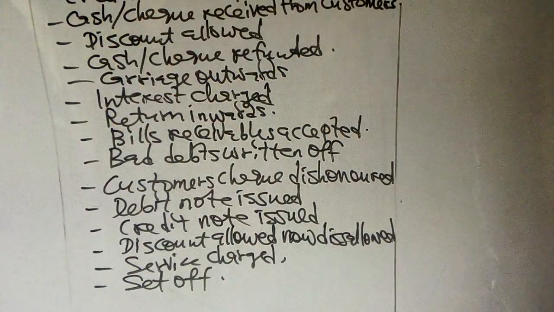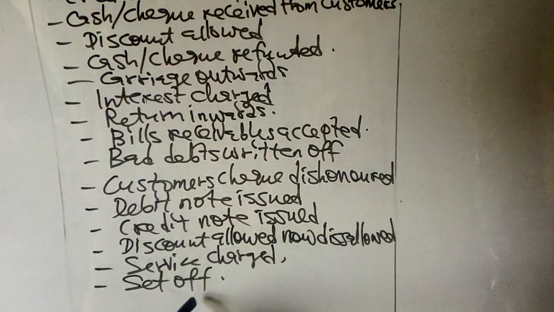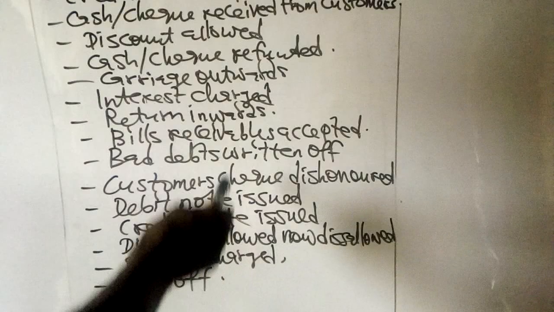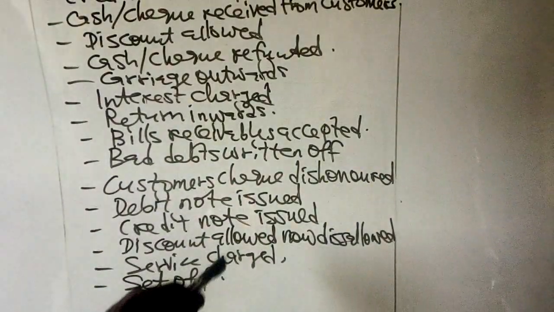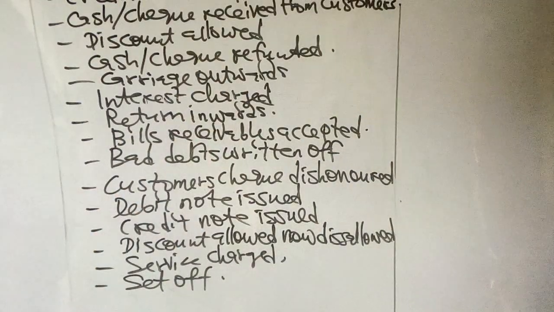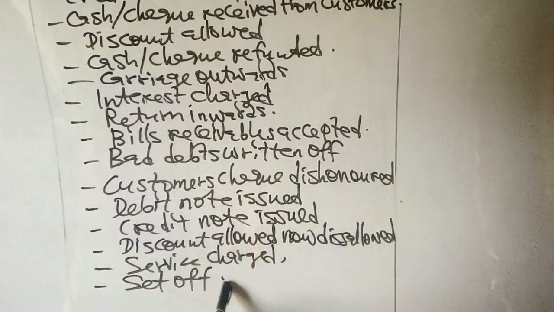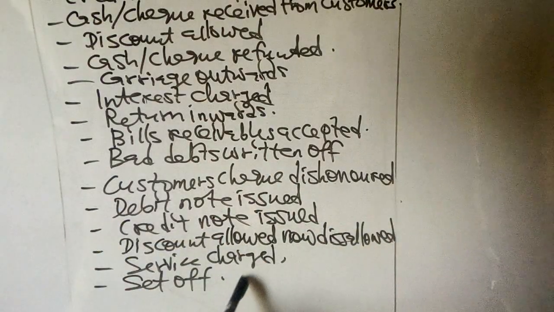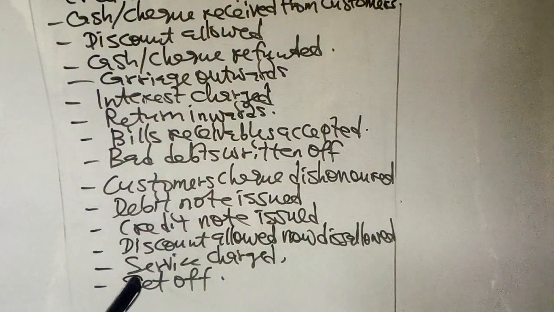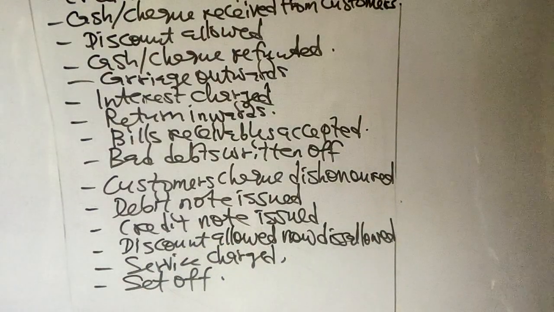What do you mean by set off? Set off arises where you use the debit balance in one personal account to settle the credit balance in another personal or individual account. That means if you have a debit balance in the receivable ledger, you use it to settle the credit balance in the payable ledger. That is a set off. Set off is usually treated as a contra entry.